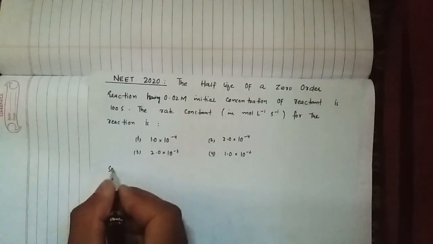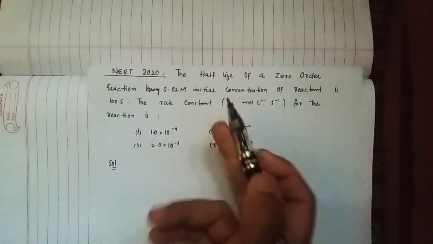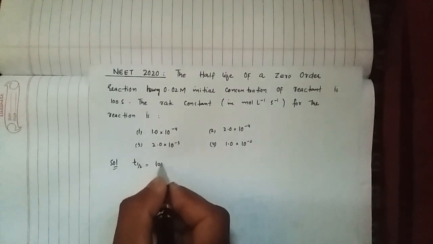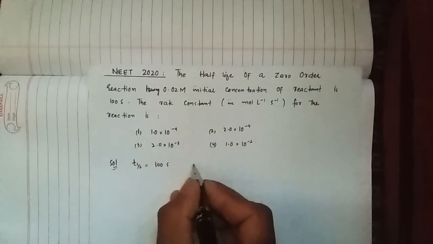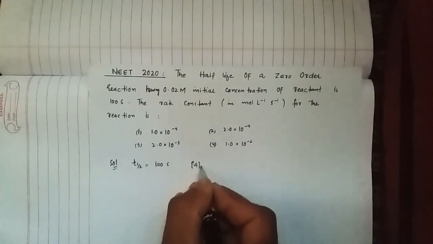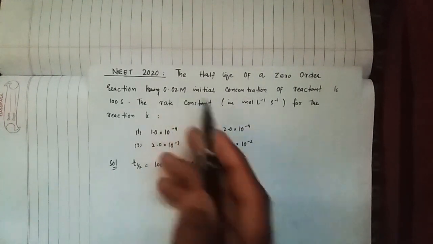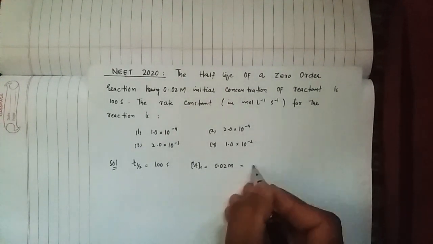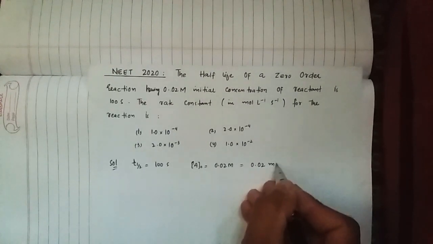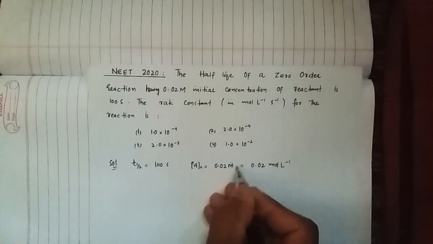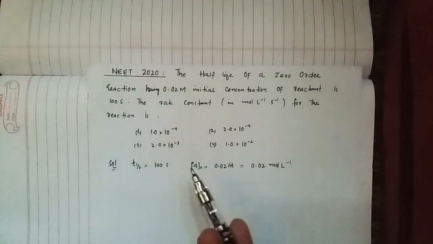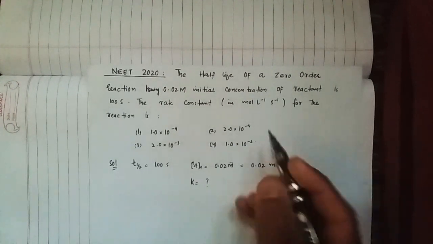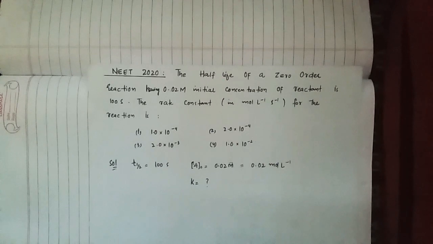Now in our question we have half life is given as 100 seconds, T half is 100 seconds, and initial concentration that is A0 is given as 0.02 molar, or we can write it as 0.02 moles per liter. Molar means moles per liter. We have to calculate the rate constant of this reaction, that is K, in the units of moles per liter per second.